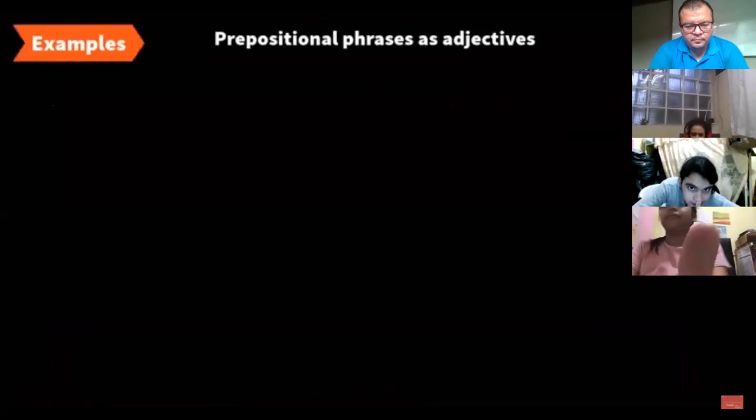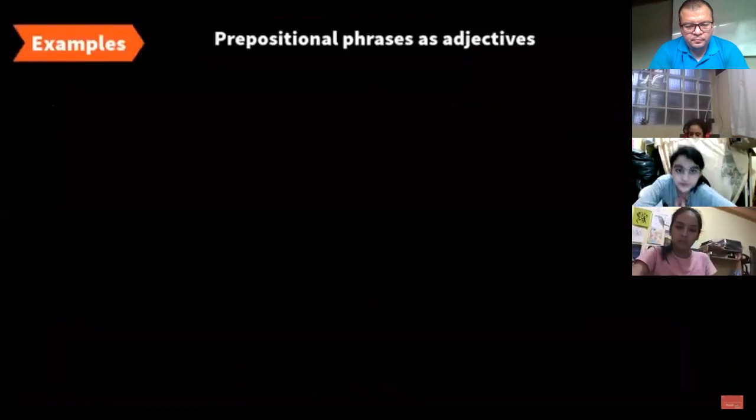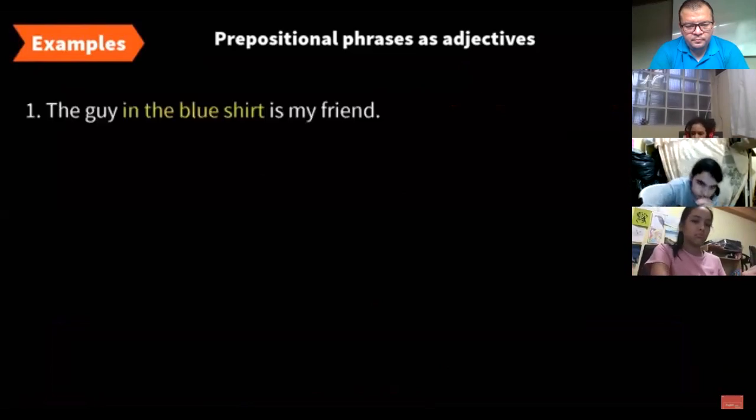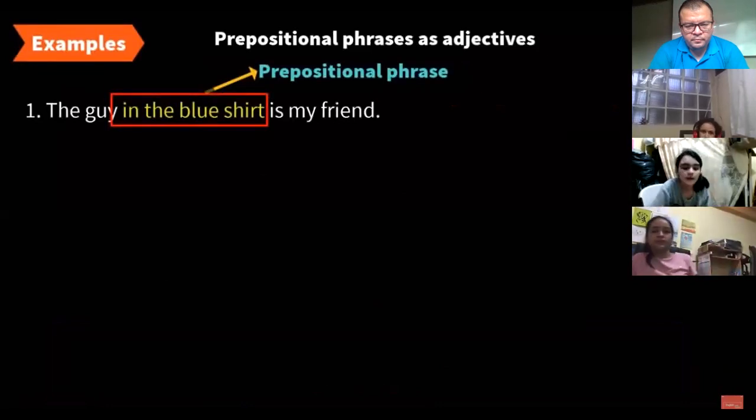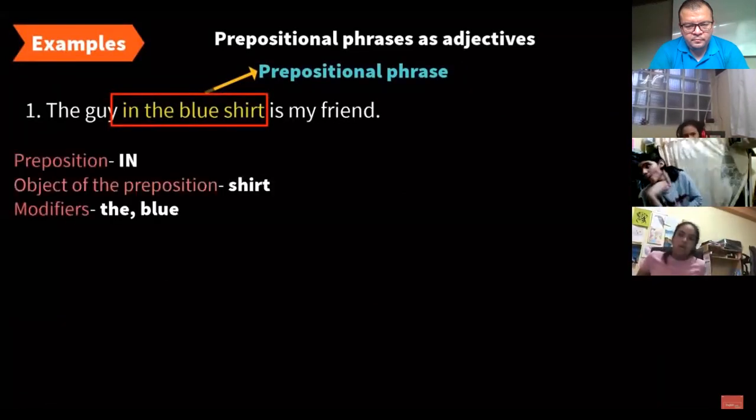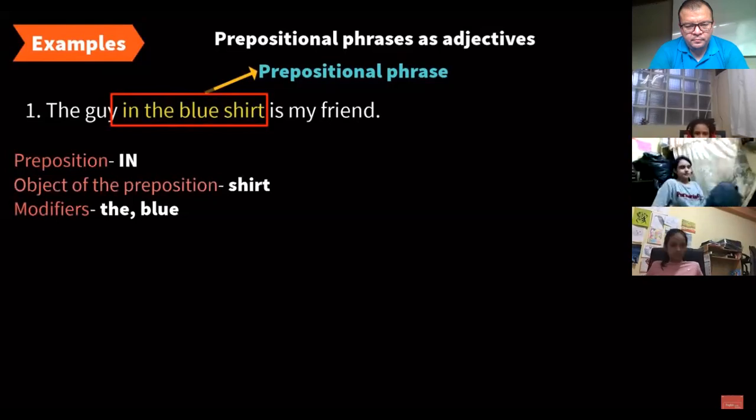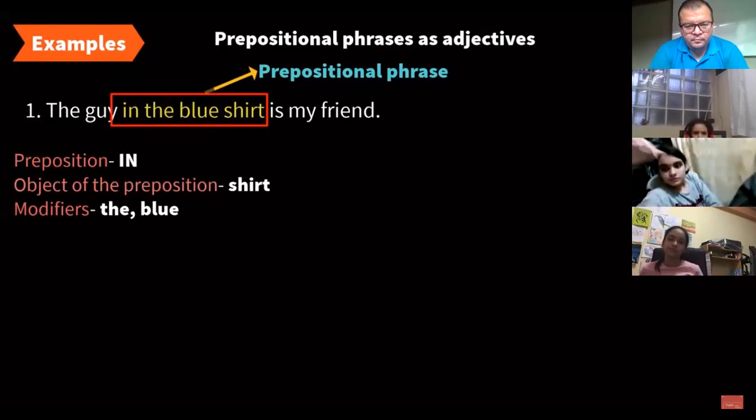Now let us take some examples and understand this. So we'll take some examples of prepositional phrases working as an adjective in a sentence. Example number 1. The guy in the blue shirt is my friend. So in the blue shirt is my prepositional phrase starting with the preposition in, and shirt is the object of this preposition. The and blue are modifying words that are modifying the noun shirt. So this whole phrase in the blue shirt is modifying the noun guy, is giving information about which guy: the guy in the blue shirt. So though it's a prepositional phrase, it's working as an adjective in the sentence.